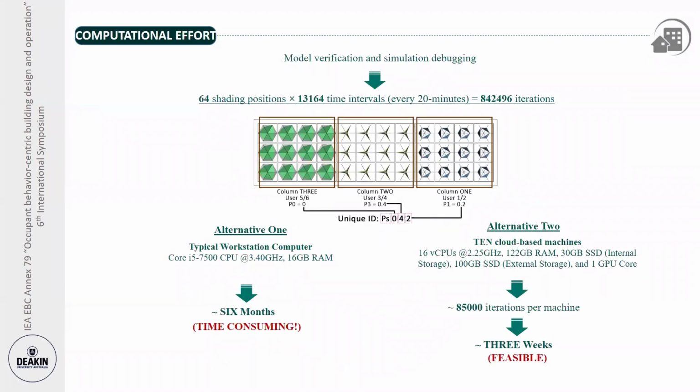However, since the number of shading positions and time intervals result in a large number of simulation iterations, it would be a time-consuming approach if we increase the resolution. Therefore, I assumed a case study that is divided into 3 columns that each one can be controlled individually based on user preferences. And to select the most feasible workflow, I decided to break down the entire iterations by employing 10 cloud-based machines with high configurations.